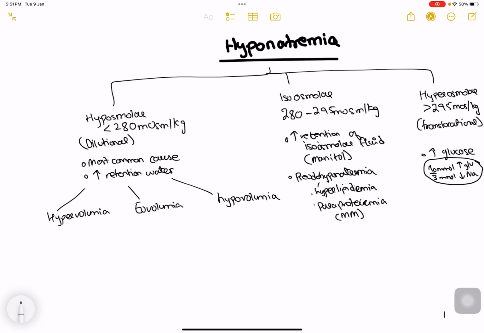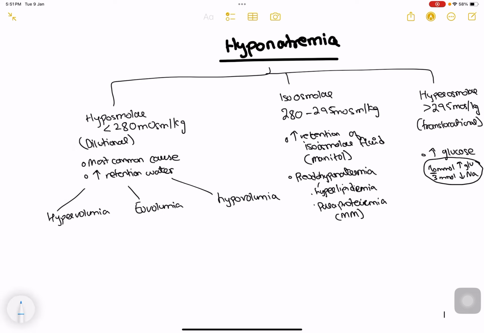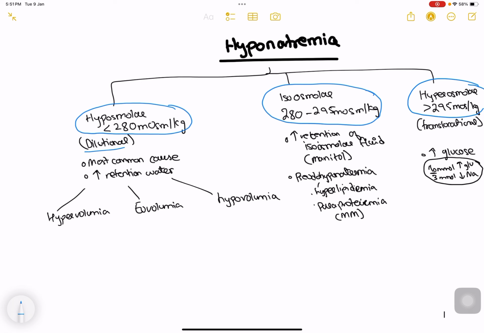Okay, now coming back to hypervolemia, euvolemia, and hypovolemia. Before coming back, we will just quickly revise the things that we have already covered. Hypoosmolar is where the osmolality is less than 280, isoosmolar is 280 to 295, and hyperosmolar is more than 295. Hypoosmolar is dilutional, hyperosmolar is translocational. And in hypoosmolar, there is increased fluid retention. Euvolemia, hypervolemia, hypovolemia are the further subclassification.